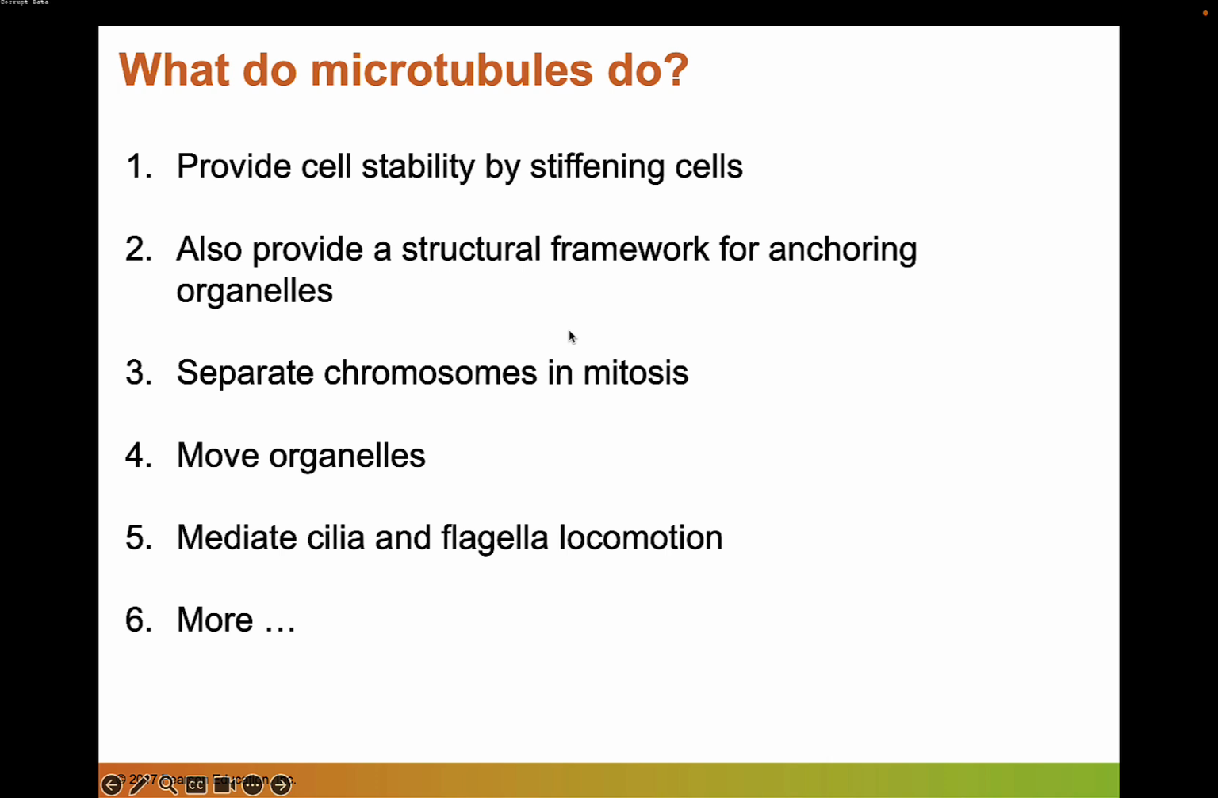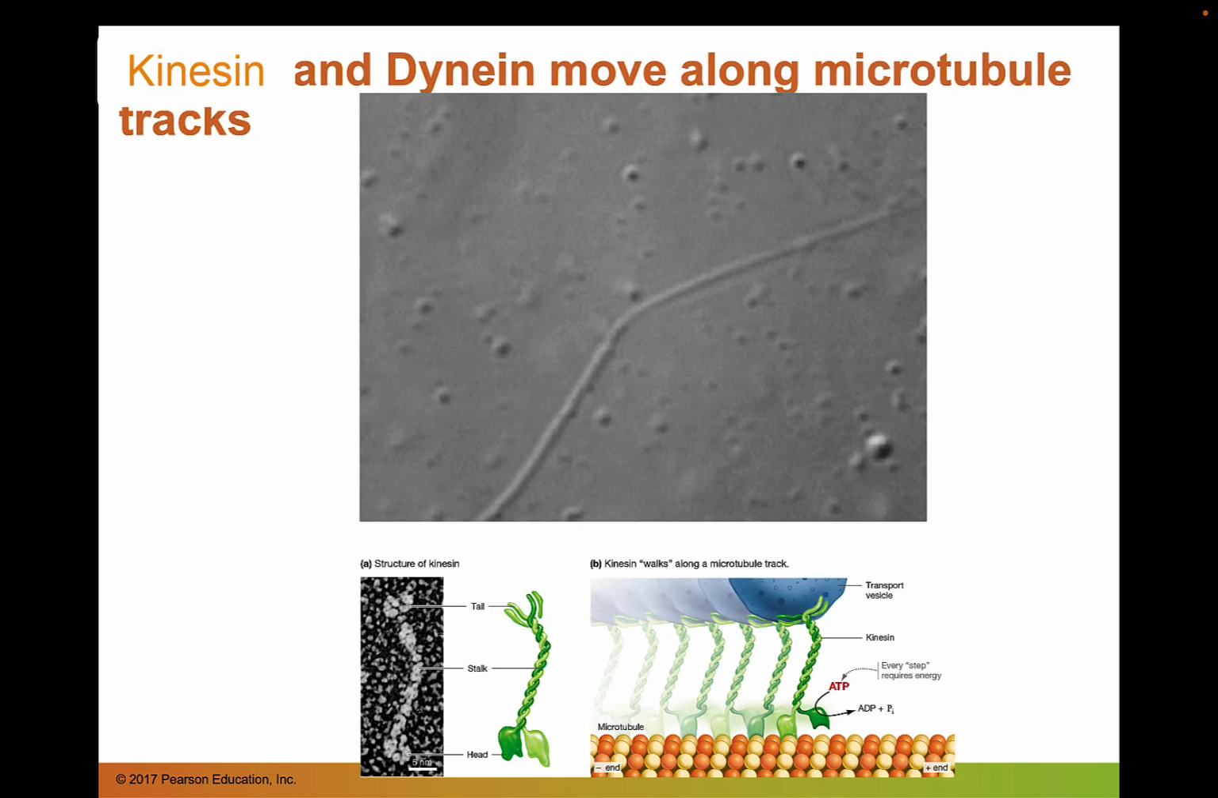Microtubules play a really important role for separating chromosomes in mitosis, and we'll look a lot at this. Microtubules move organelles, and they mediate the movement of cilia and flagella, okay? And they have other functions. Microtubules work with motor proteins as well, okay? And so the two motor proteins for microtubules are kinesin and dynein.